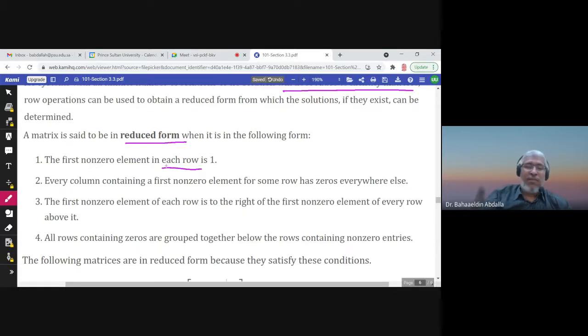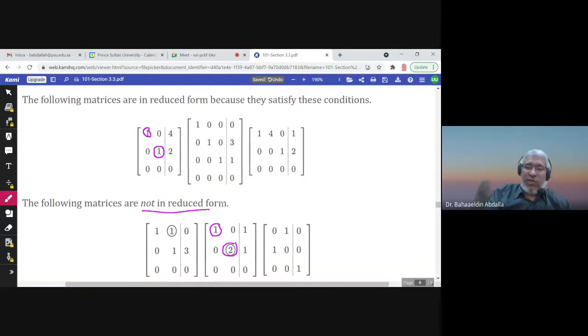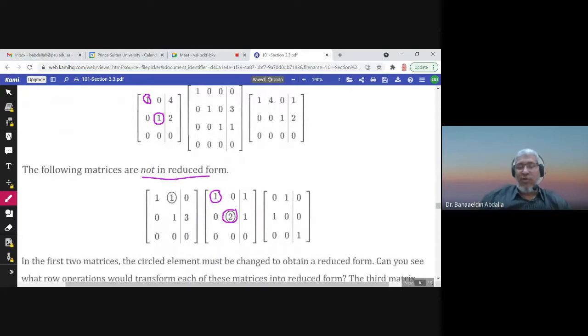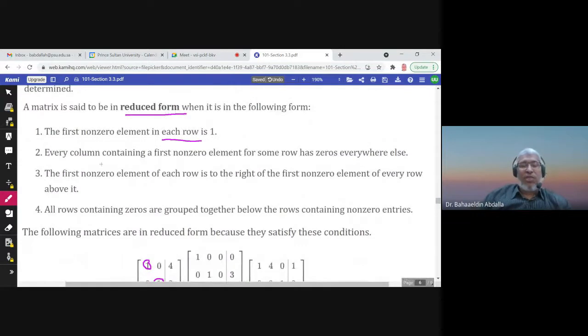It's that easy. Look here, for example, at this matrix in the middle. The first non-zero element in the first row is 1. That's good. But the first non-zero element in row 2 is not 1. So this matrix is not in the reduced form because the first non-zero element of row 2 is not 1. It has to be 1. So you have to divide by 2 here to make it 1. All right. What is the second condition?